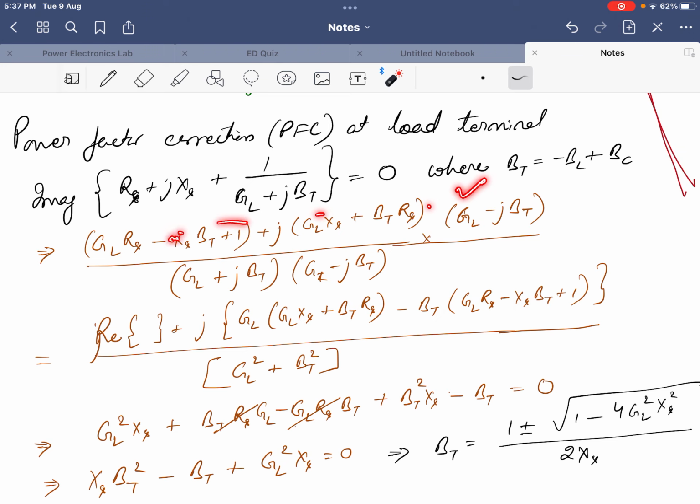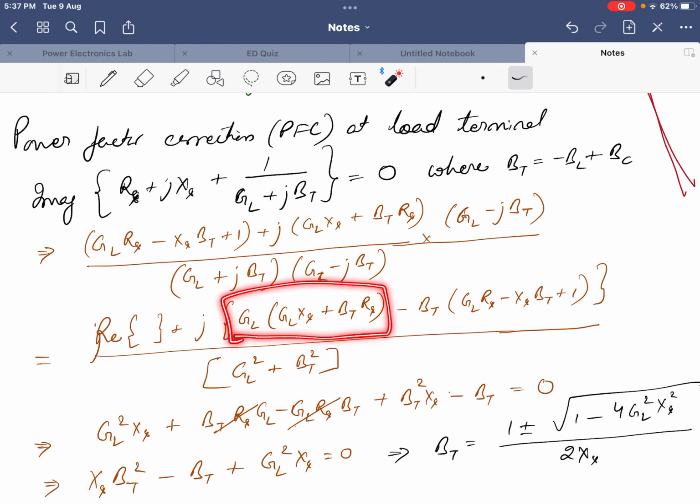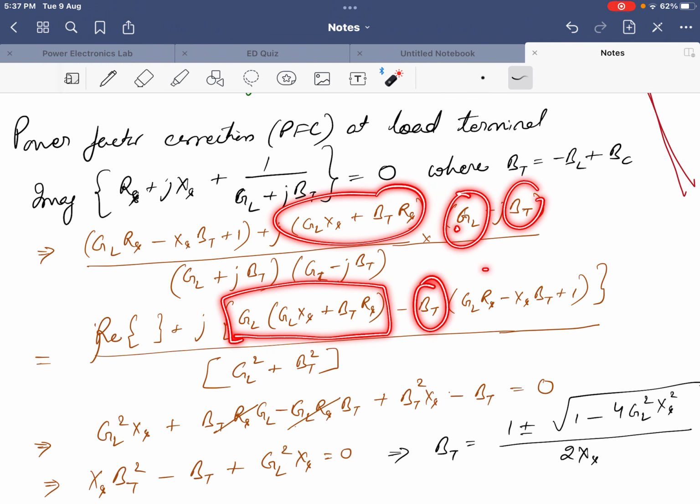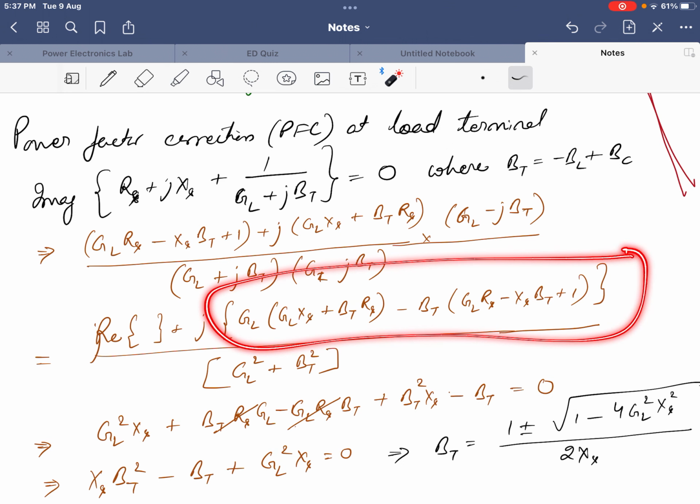What I am interested in is the imaginary part. There will be a real part, and the imaginary part will have a J term. If GL is multiplied with this imaginary part, it will be an imaginary number, and BT multiplied with this one will also be an imaginary number. So rather than taking out all the discussions, we will have only this imaginary number, that is GL multiplied with this term, and BT multiplied with these three terms, right? So we'll have the imaginary term here, and the rest is less important. Only the imaginary term is of importance.